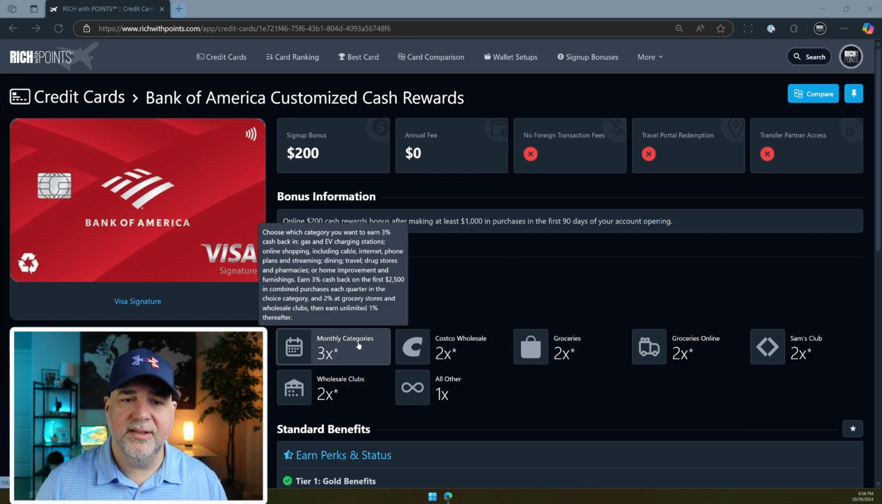And then there's the monthly categories category. So you get 3% on a category of your choosing, and I'll give you the list here in a second. So it's 3%, but you can change it monthly, but the amount you can spend is capped out at another separate $2,500. So it's separate than the groceries and the wholesale, which are all together $2,500. This one has its own $2,500 and it is capped off quarterly, but you can change the category monthly.